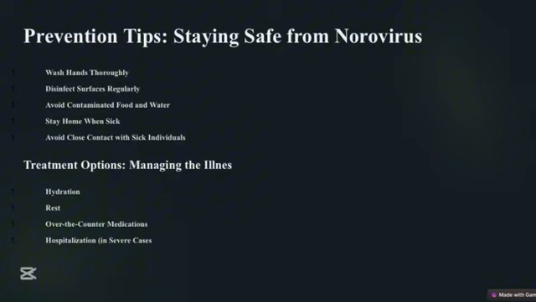Avoid contaminated food and water. Avoid eating raw shellfish and be cautious with food prepared by others, especially if you know they show signs of illness. Stay home when sick. If you have norovirus symptoms, stay home to prevent spreading the virus to others. Avoid close contact with sick individuals. Keep your distance from people who are sick with vomiting or diarrhea and avoid shared spaces when possible.